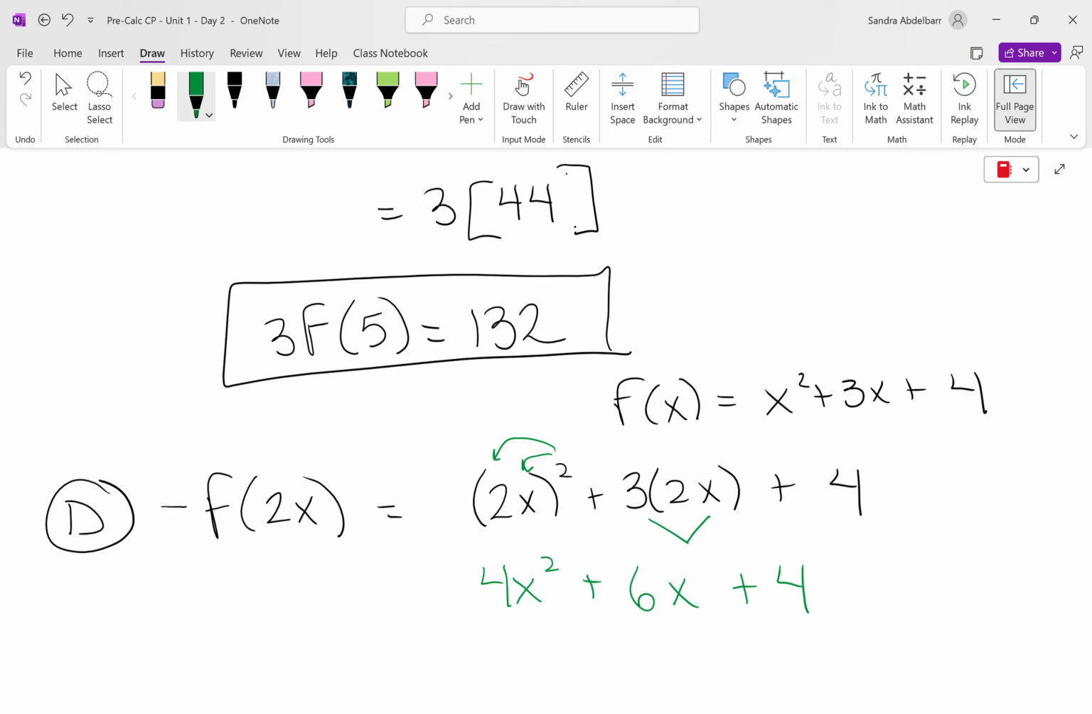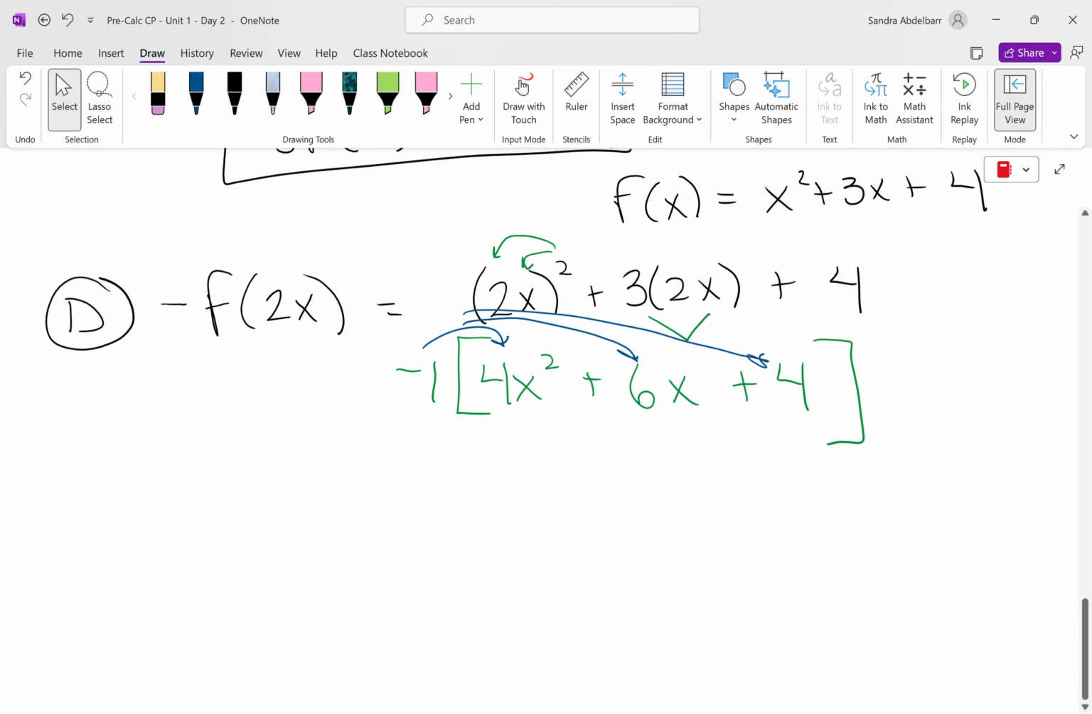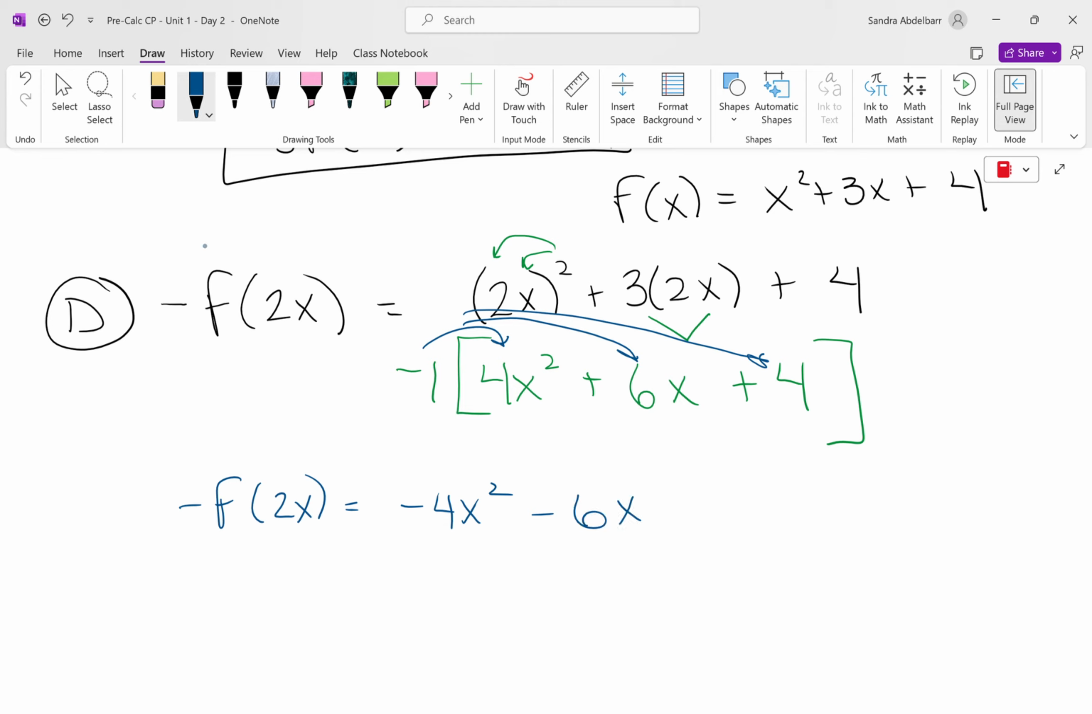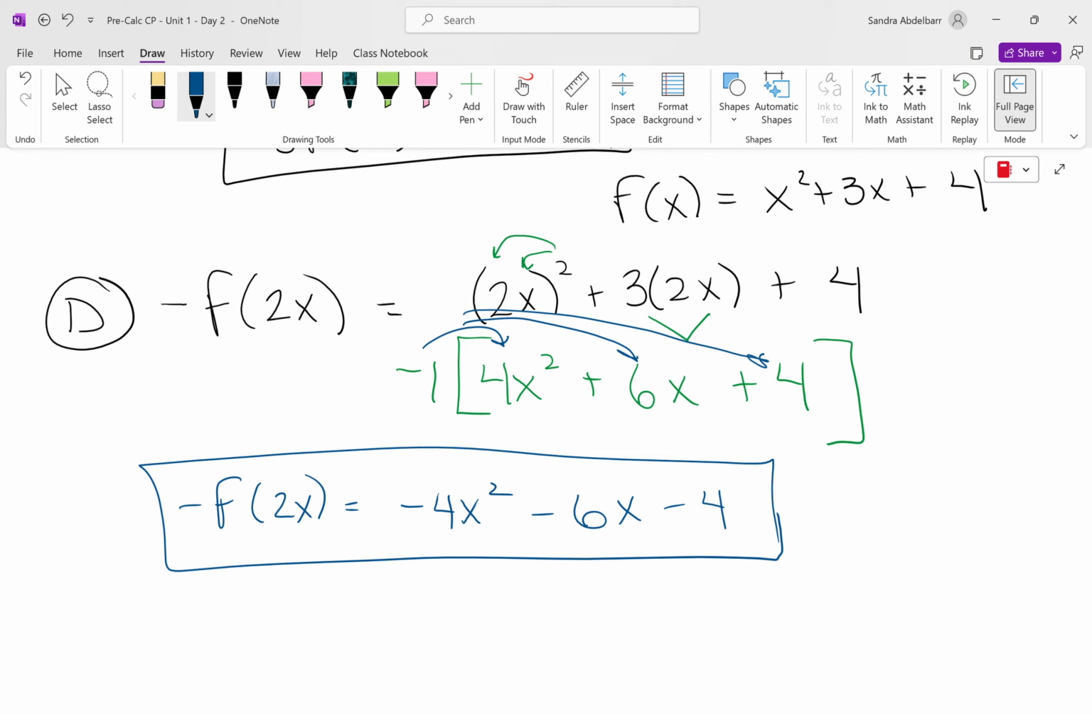Then 3 times 2x is 6x plus 4. But I'm not done here. Why? What did it tell us to do? It told us to evaluate f of 2x, but then it really said, isn't this negative mean multiply by -1? So I'm going to take this whole expression, and now I'm going to multiply it by -1, which essentially just means change all your signs or distribute in a -1. So negative f of 2x is going to be negative 4x squared minus 6x minus 4.